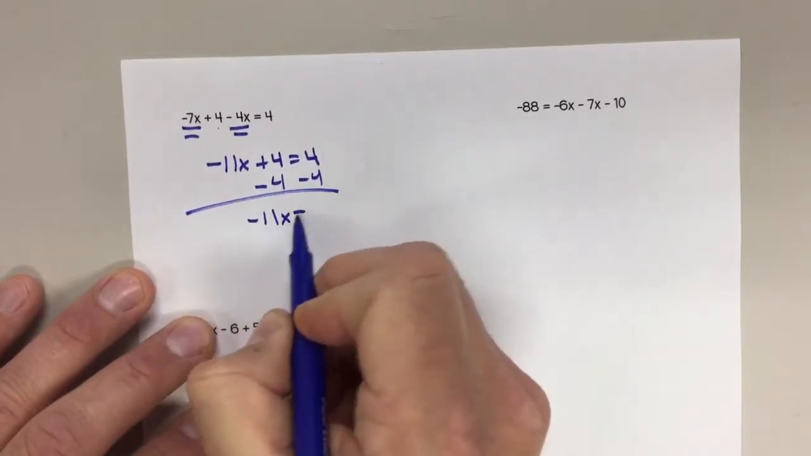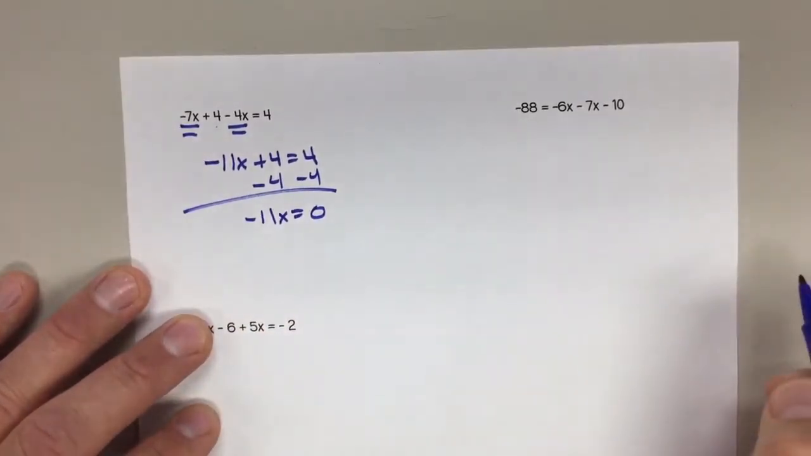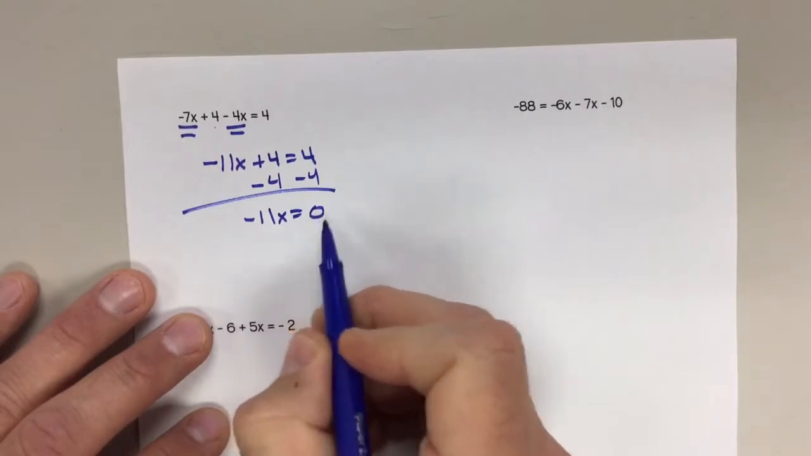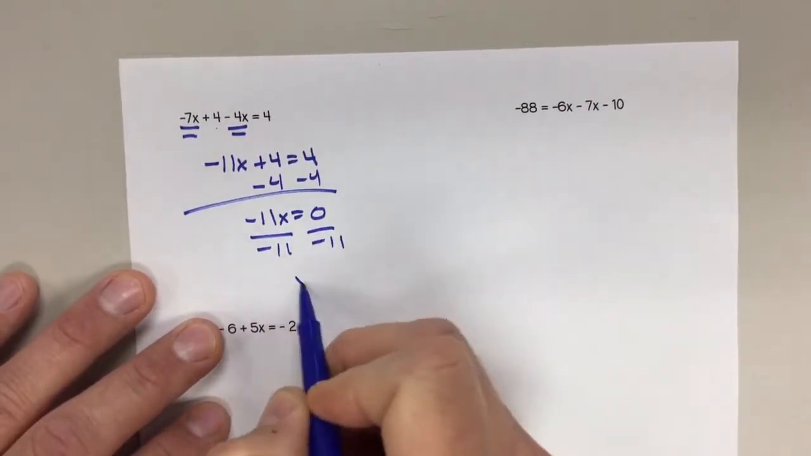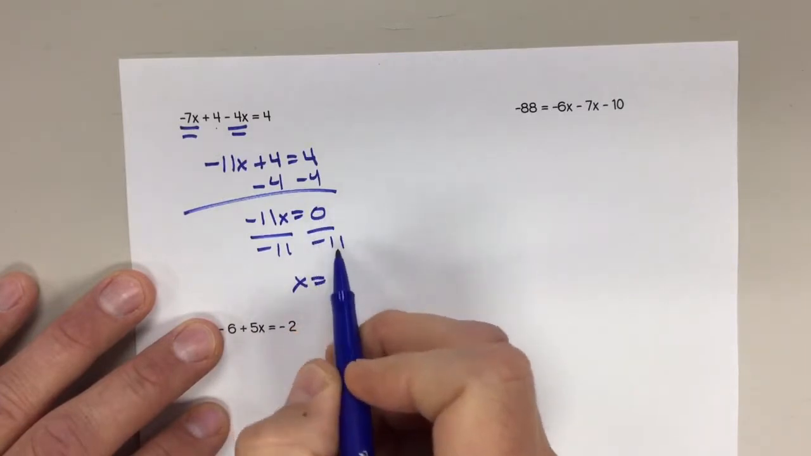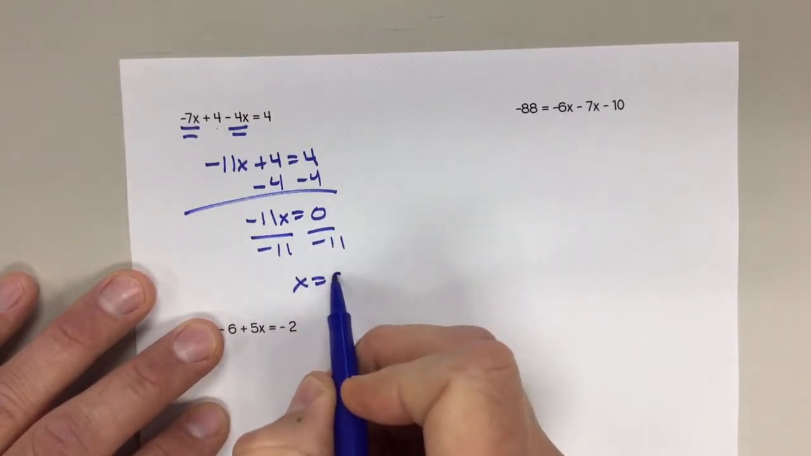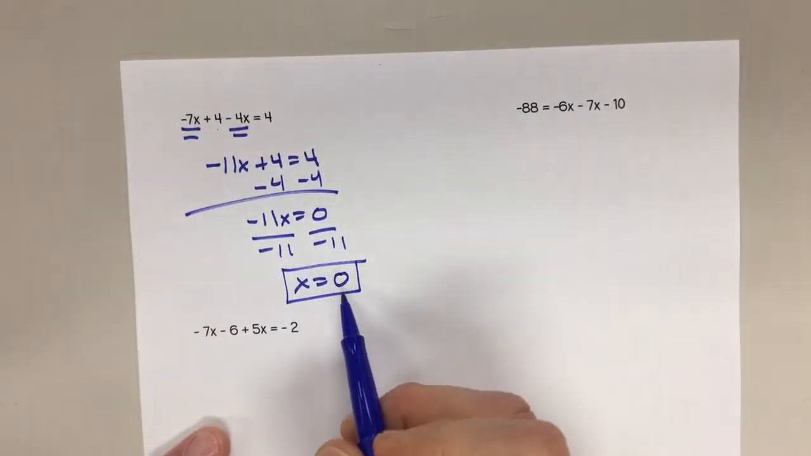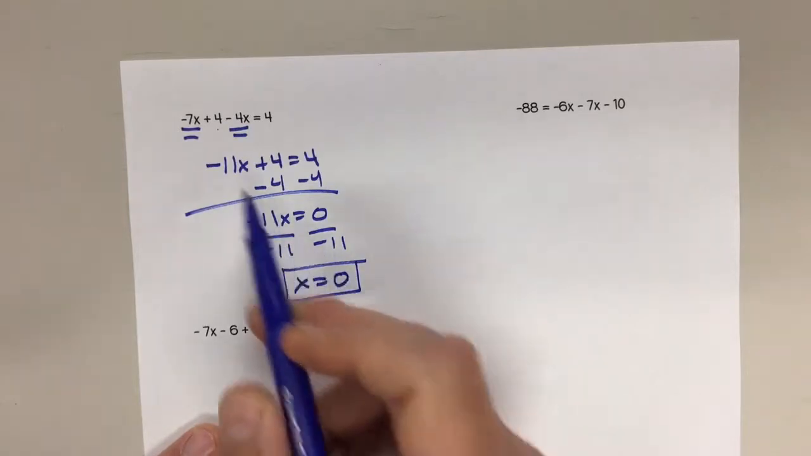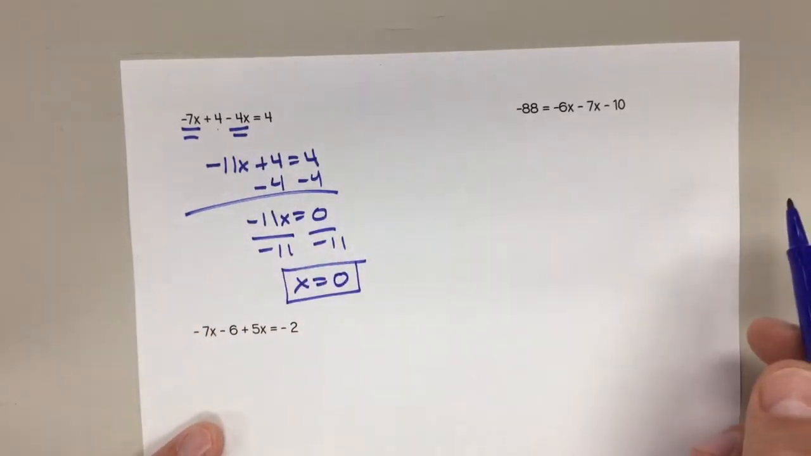I get negative 11x. 4 minus 4 is 0. Just leave the 0, it's no big deal. Now I'd have to divide both sides by negative 11. And 0 divided by any number, doesn't matter what it is, is always 0. So it is possible to get 0 as an answer to these equations. And that just means when I plug 0 in, it works in the equation.